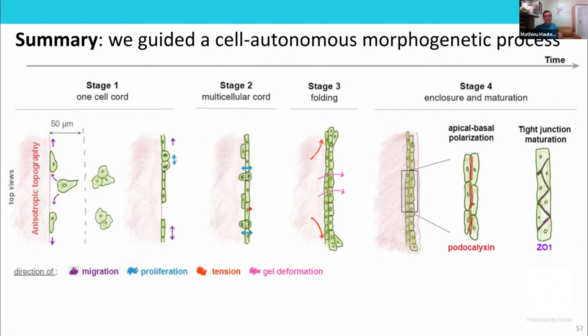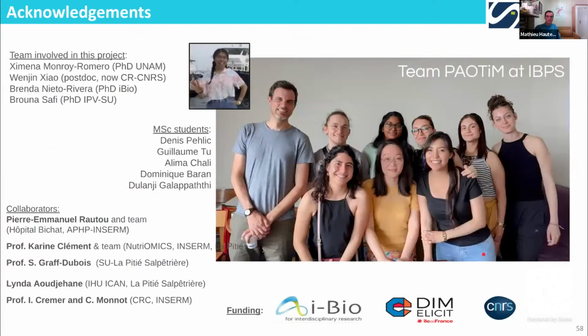And after they completely go around the vessel, the dome, they start proliferating away from this train of one cell and pull on the gel to finally form this nicely organized and polarized set of cells, maturing the tight junction and making your cell a tube.